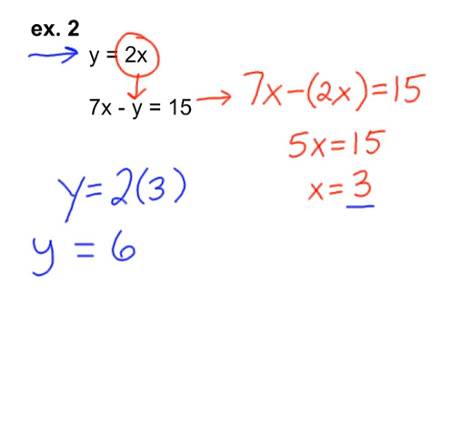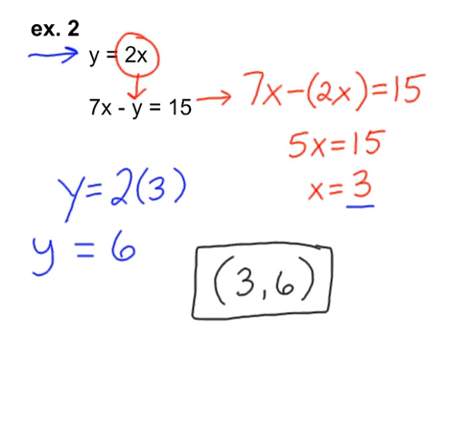So my y value is 6, my x value is 3, and that tells me where these two lines are intersecting on a graph at the point 3, 6. So I have another one solution system.